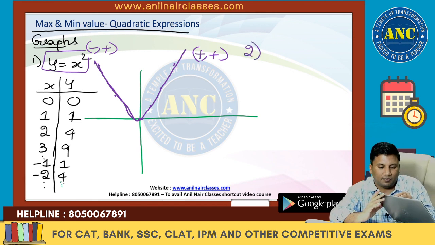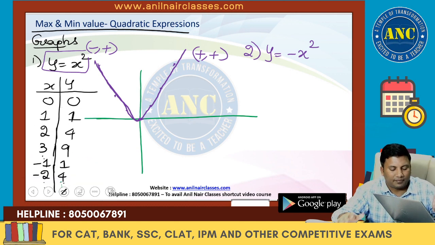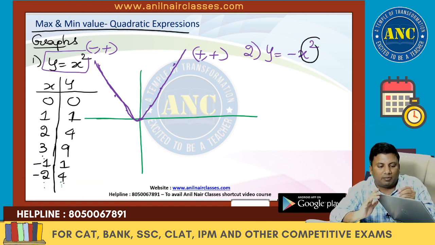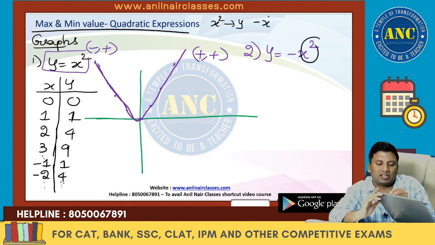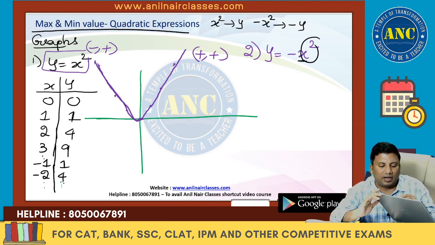Similarly, y equivalent to minus x square. Now see here, in the morning I discussed, if x square is nothing but y, minus x square is nothing but minus y. Am I right? If this is x square equivalent to y from here, right? So what is happening now? First we will see by using method 1, the tabular chart.